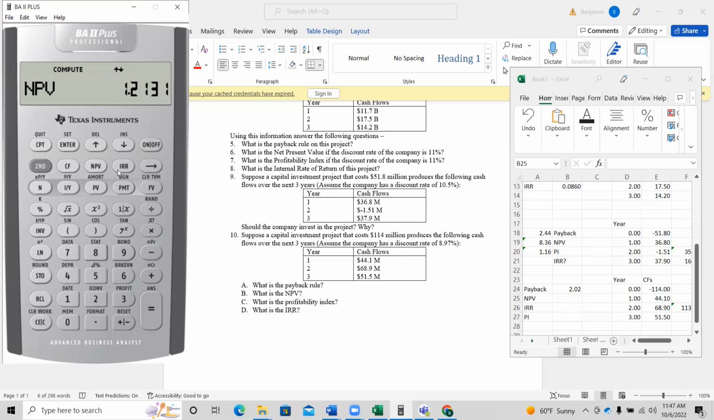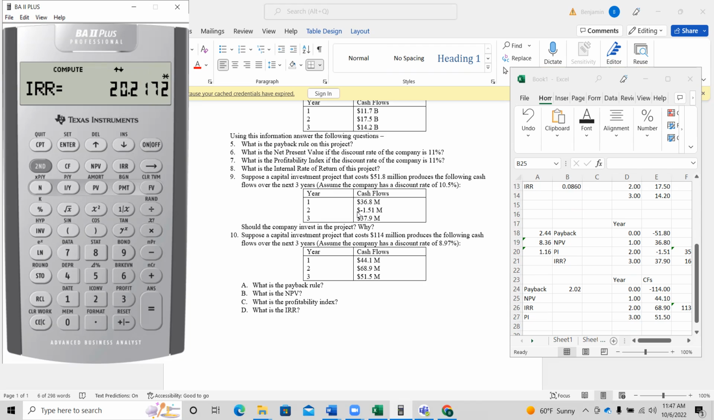To calculate my IRR, I click IRR and hit compute. And I know that my IRR has got to be greater than the 8.97% discount rate because the net present value is positive. And there you see an IRR of 20.2172%. So hopefully by now we feel comfortable calculating or using these capital budgeting tools.